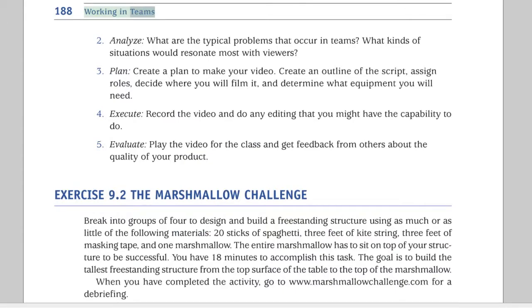2. Analyze. What are the typical problems that occur in teams? What kinds of situations would resonate most with viewers? 3. Plan. Create a plan to make your video. Create an outline of the script, assign roles, decide where you will film it, and determine what equipment you will need. 4. Execute. Record the video, and do any editing that you might have the capability to do. 5. Evaluate. Play the video for the class, and get feedback from others about the quality of your product.